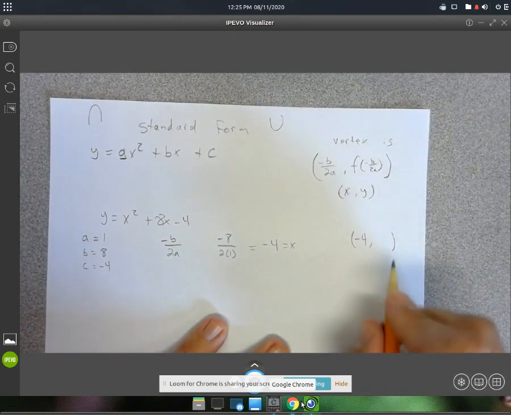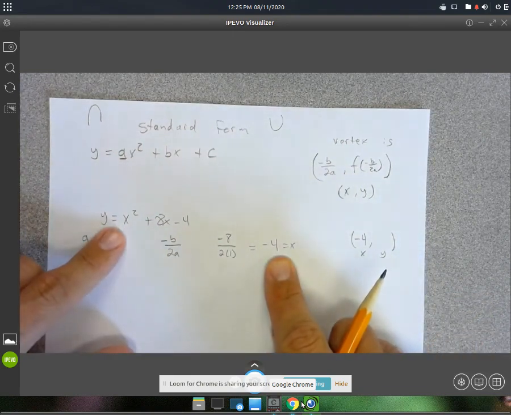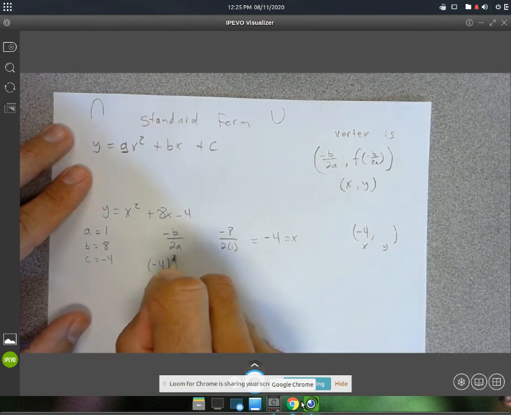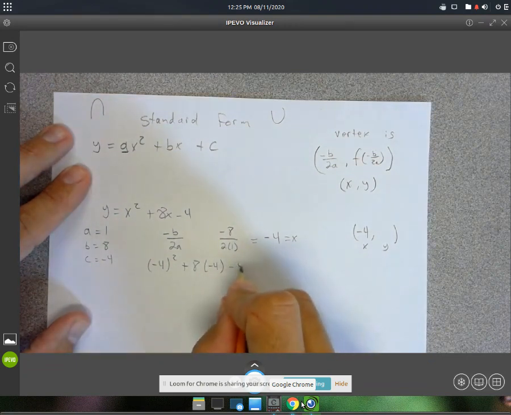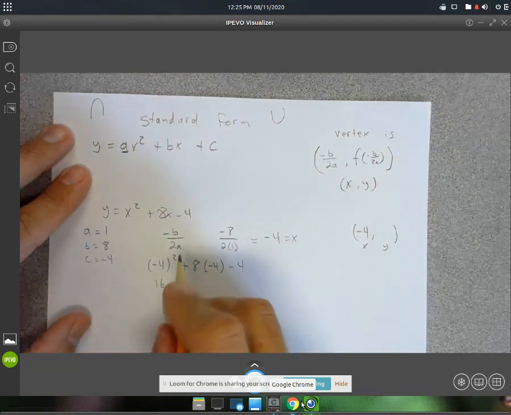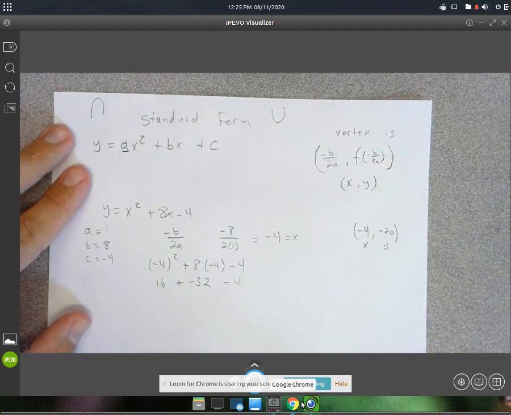All right? To find the y value, we're just going to take that negative 4 and plug it back in. Right? So we'll be doing negative 4 squared plus 8 times negative 4 minus 4. Negative 4 squared is 16. 8 times negative 4 is negative 32. Minus 4. 16 minus 32 is negative 16. And negative 16 minus 4 is negative 20.